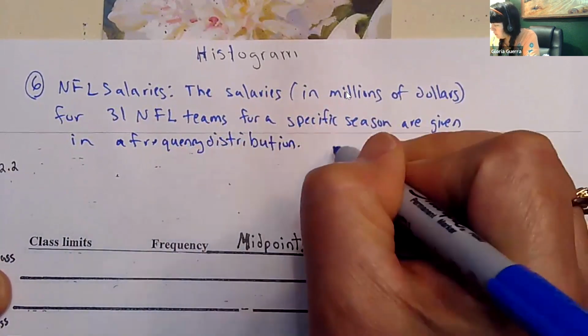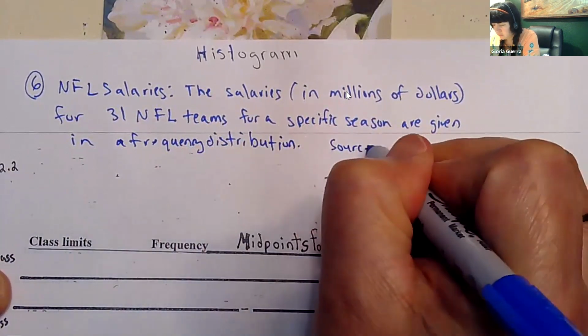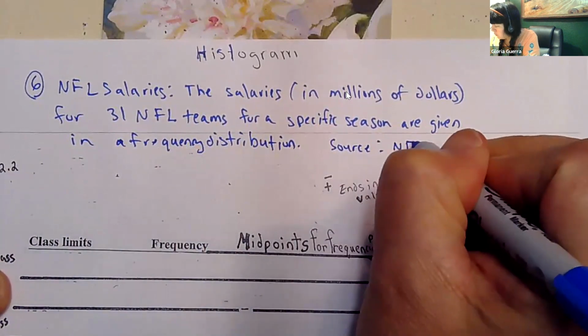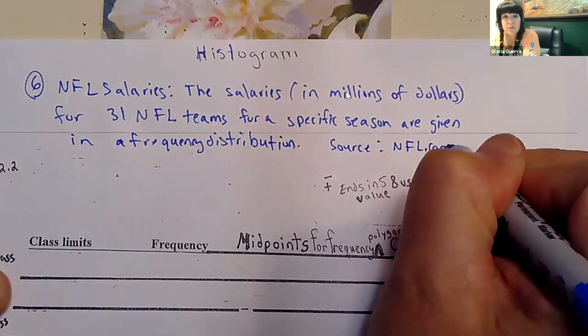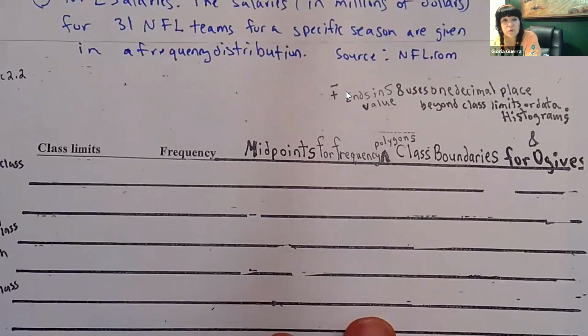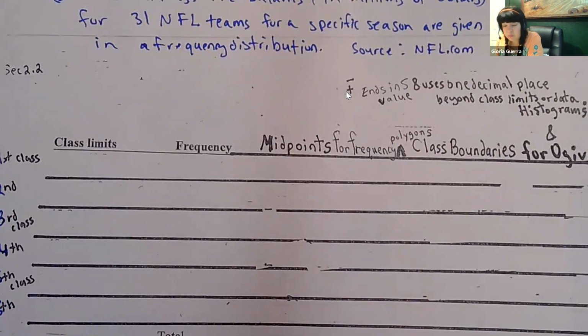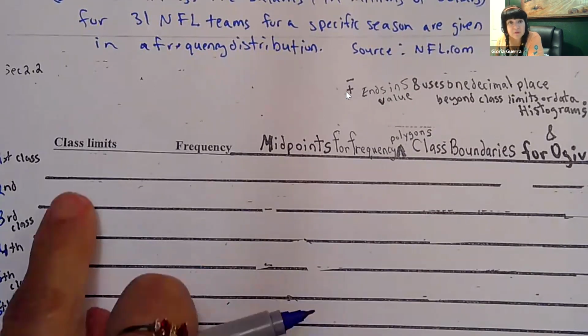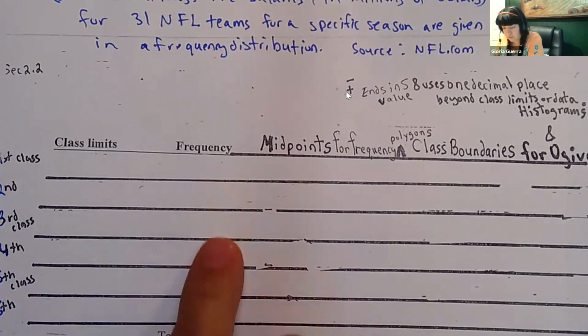And this is coming from, the source is NFL.com. Okay. So we don't have the actual data, but we have this frequency distribution. They gave us the class limits and they gave us the frequency.